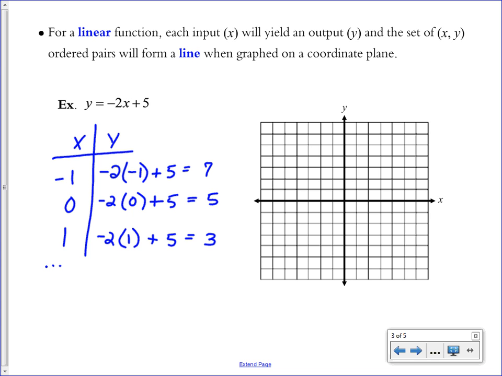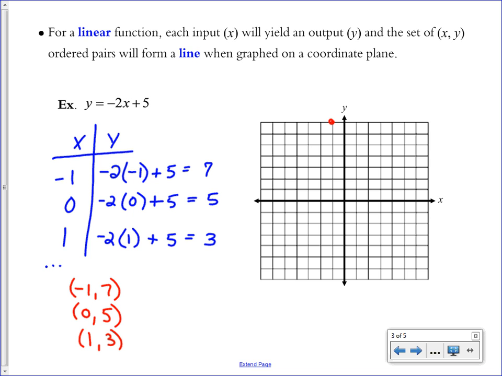I'm going to put these 3 ordered pairs on my graph. Now, the ordered pairs are the pairs of input-output values. And you know each pair is a point on the graph. Each one is x comma y. So to graph these, I'm going to find negative 1, 7, put a point at it.